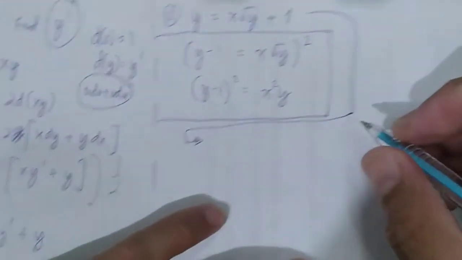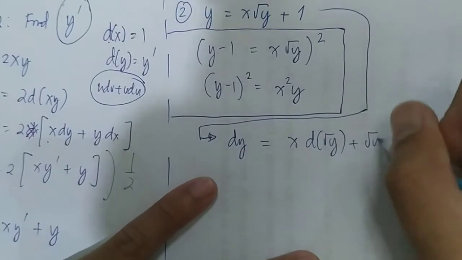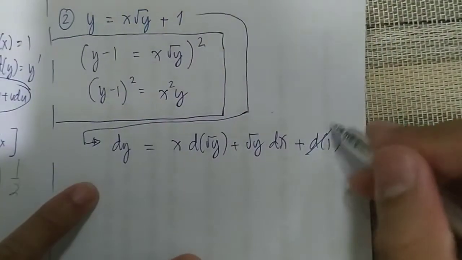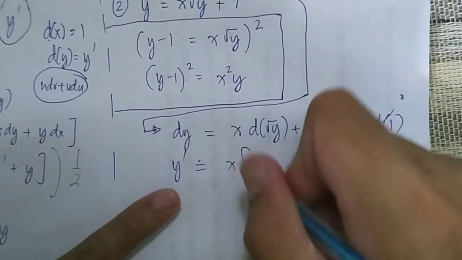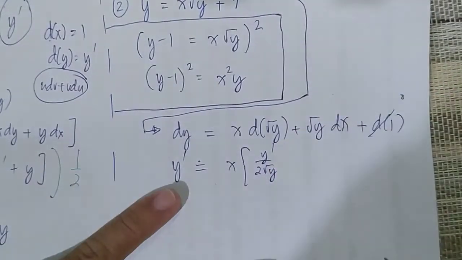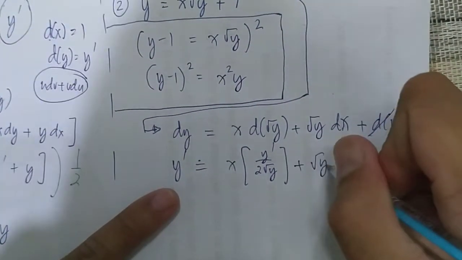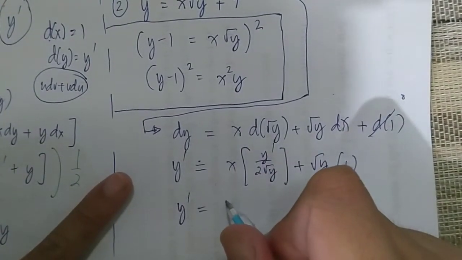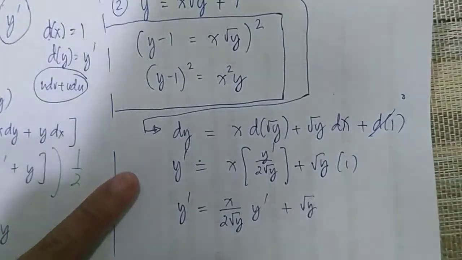So, taking the derivative of each term, that's dy is equal to x times derivative of square root of y plus the square root of y times the derivative of x plus the derivative of 1. So derivative of 1 is 0. Derivative of y is y prime is equal to x times derivative of y. That's y prime over 2 square root of y. Diba? Derivative of square root of u is du over 2 square root of u plus square root of y times 1. So you have y prime here is equal to x over 2 square root of y prime, plus square root of y.